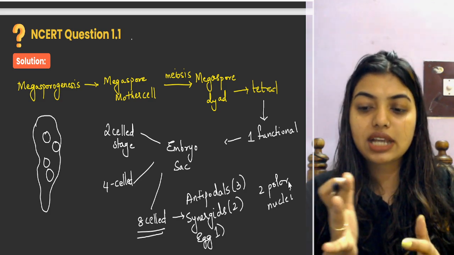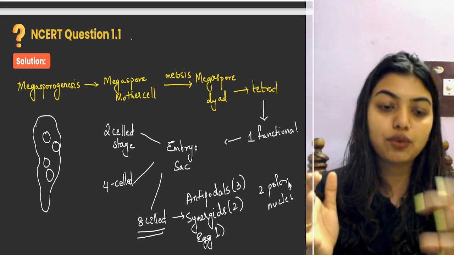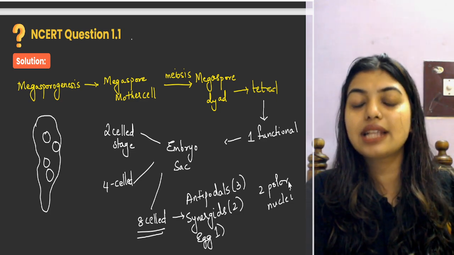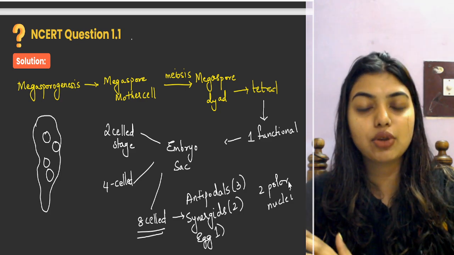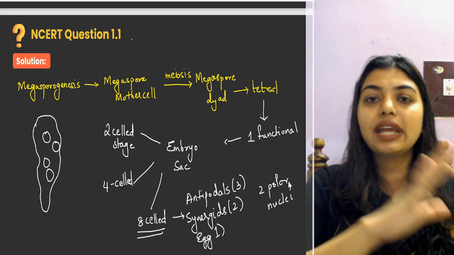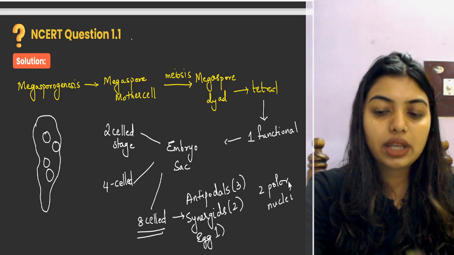When the embryo sac is formed, it will go from a 2-cell stage to 4 to 8 with mitotic division, and finally form an 8-cell stage that becomes the embryo sac, out of which 3 will be antipodal cells, 2 will be synergids, 1 egg and 2 polar nuclei. Okay, this you can write.